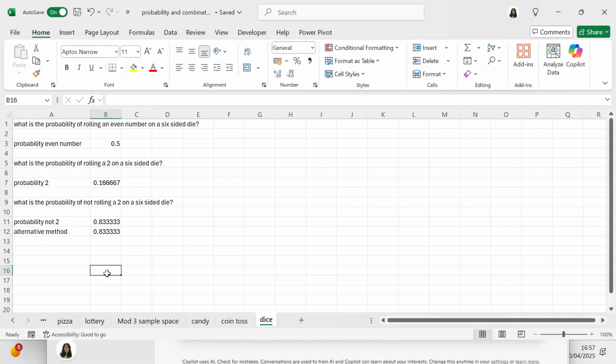So that's it for our questions for Module 3 of the course Probability and Combinatorics, where, rather than doing the problems by hand, you're going to use Excel to complete the problems.